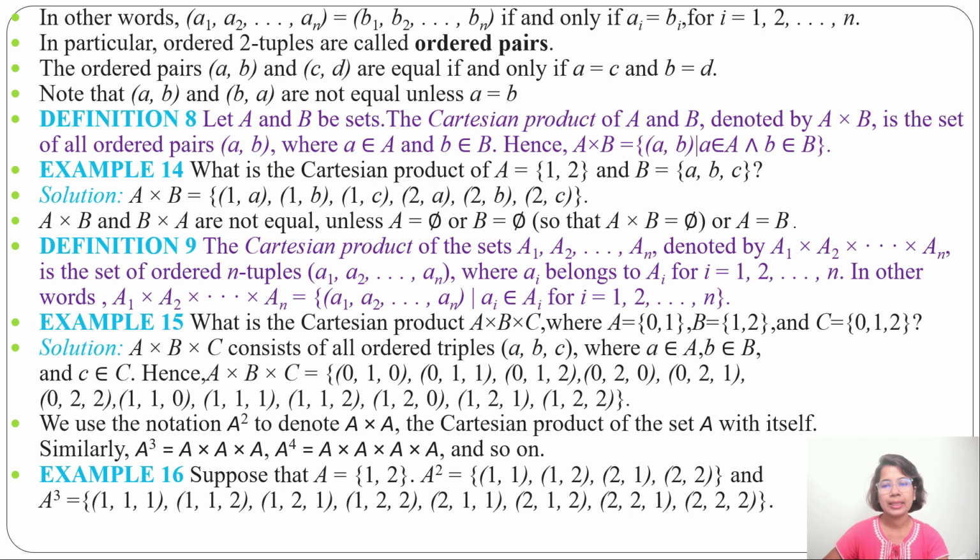So with this I am finishing the Cartesian product, and also sets. In the next lecture I will discuss set operations.